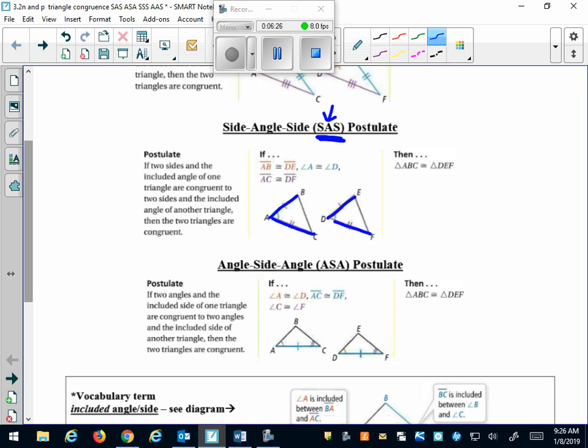So it's very important that on your diagram, the order of where those angles and sides are is in the SAS order. The A here is called the included angle.